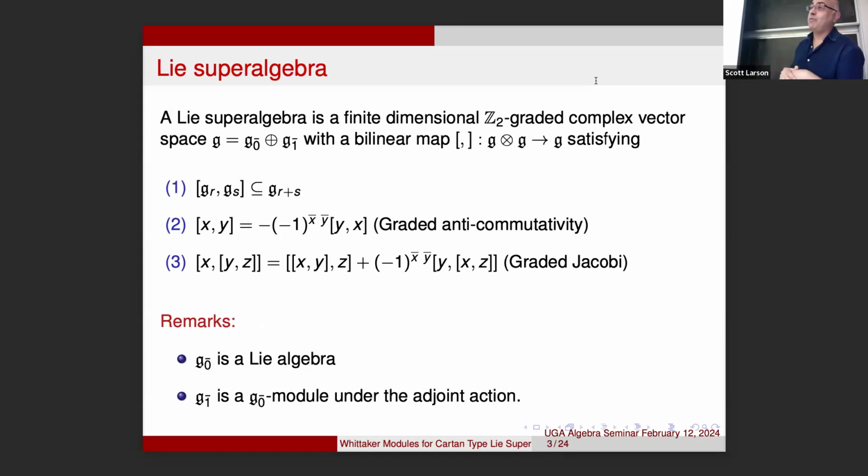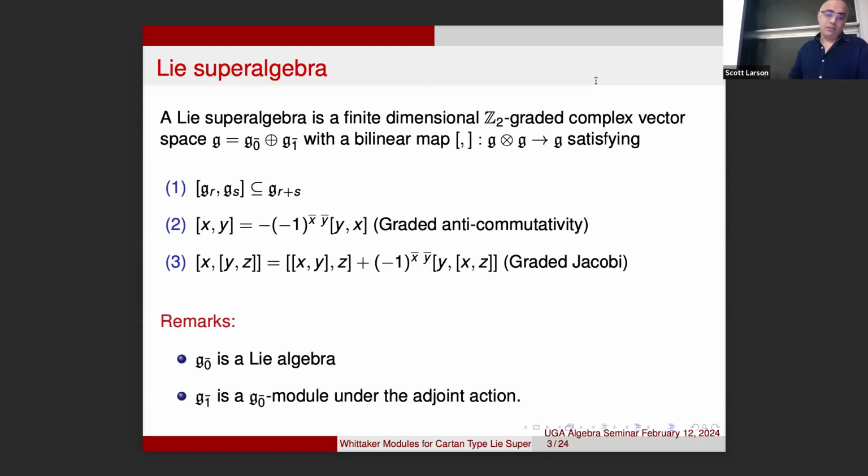A Lie superalgebra is like a super version of Z2-graded Lie algebras. It's a direct sum of two vector spaces, even part and odd part. The vectors in the even part are called even vectors, and the odd part, odd vectors. To be a superalgebra, you have to preserve the Z2 grading first of all, and then you have the graded versions of anti-commutativity and the Jacobi identity. If you restrict the definition to the even part, you basically recover the definition of a Lie algebra. So the even part is always a Lie algebra, and every Lie algebra is a Lie superalgebra whose odd part is zero.